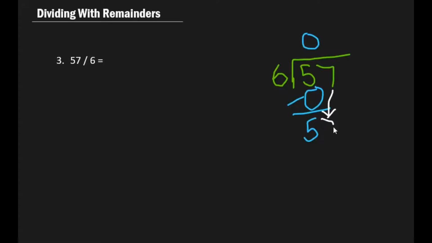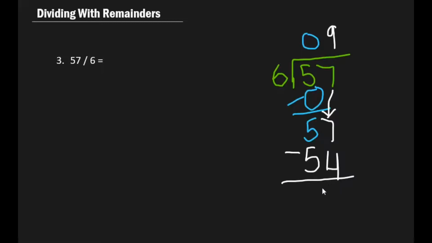The 7, when it's brought down, makes the number 57. How many times can 6 go into 57? Well, 6 can go into 57 9 times. So we write a 9 up here. 6 times 9 is 54. So we subtract 54 from 57. 57 minus 54 is 3.